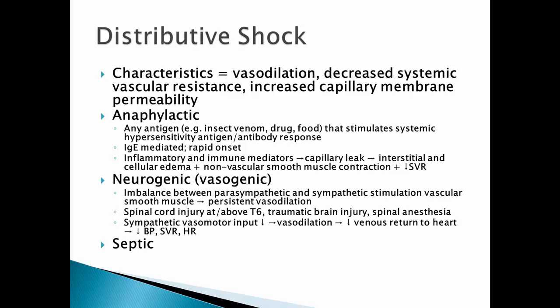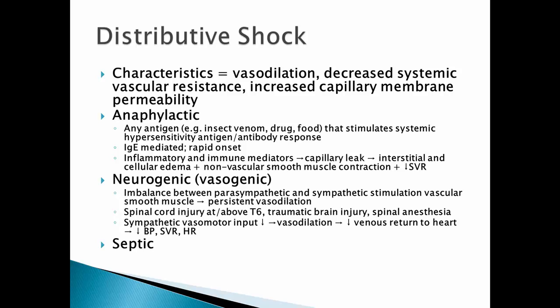What we see in an anaphylaxis is inflammatory and immune mediators that are causing capillary leak. That capillary leak then is going to lead to both interstitial as well as cellular edema. It will lead to the non-vascular smooth muscle contraction, which is why we have the bronchospasm, and the decreased systemic vascular resistance, that makes sense because, again, the vasodilation.